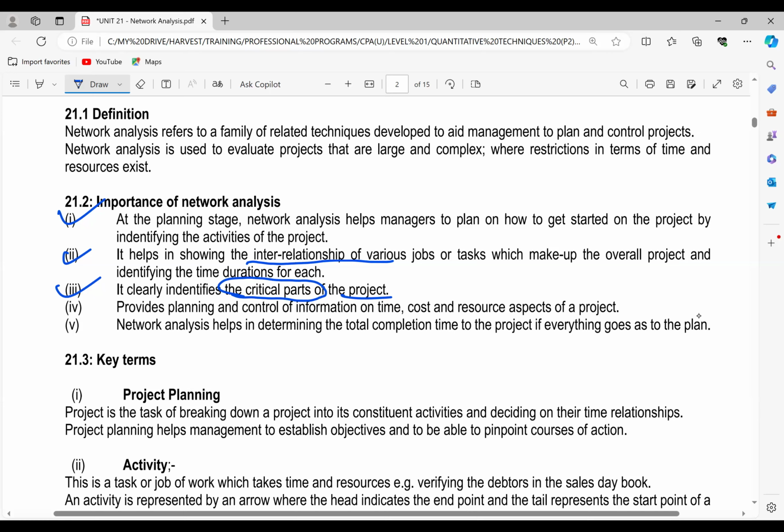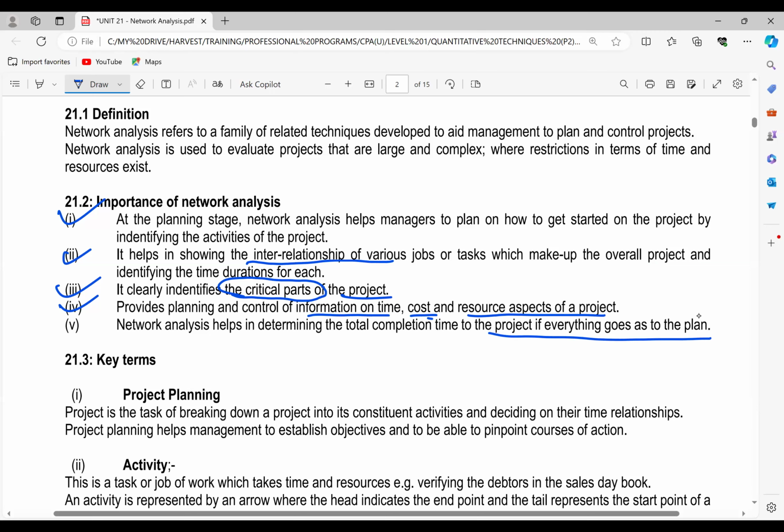It provides planning and control of information, cost, and resource aspects of the project. Provides planning, control of information on time, cost, and resource aspects of the project. Network analysis helps in determining the total completion time of the project if everything goes according to plan.